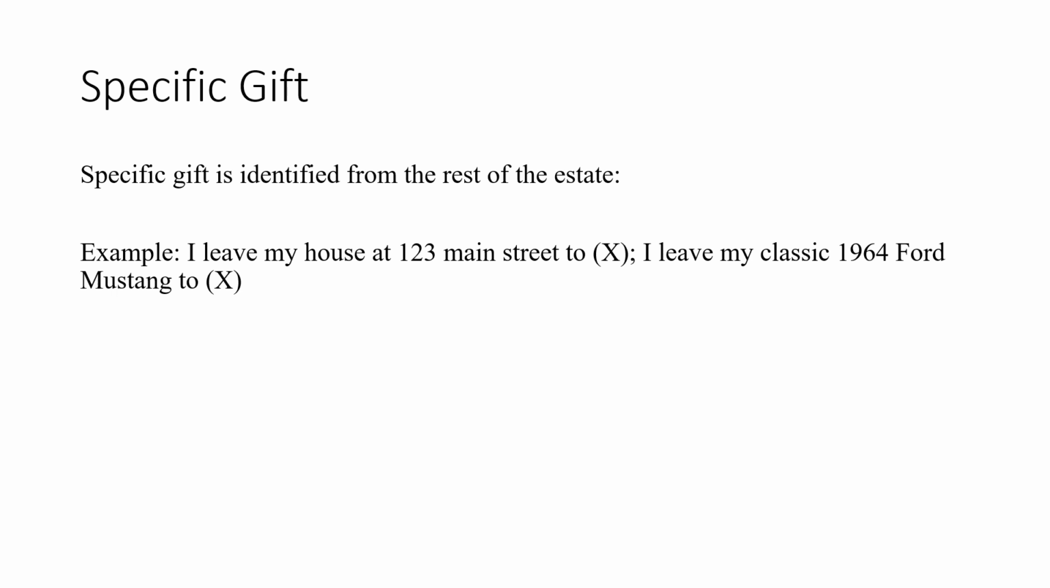A specific gift is basically what it says. It's a gift that's identified from the rest of the estate. So if I leave my house at 123 Main Street to X, right, that would be a specific gift. You can identify the house that's at 123 Main Street. I leave my classic 1964 Ford Mustang to X. That also would be a specific gift that can be removed out of the estate and given to X.